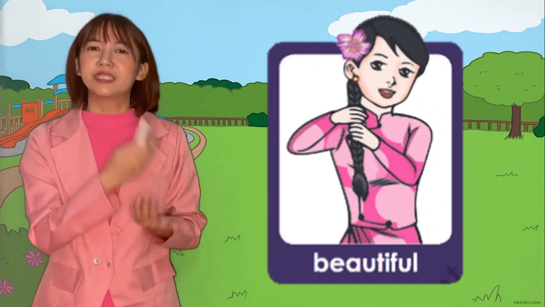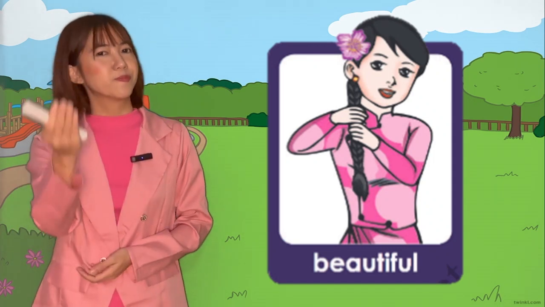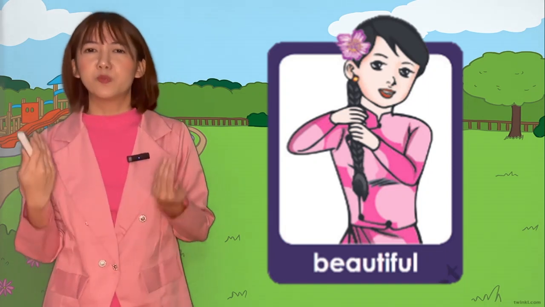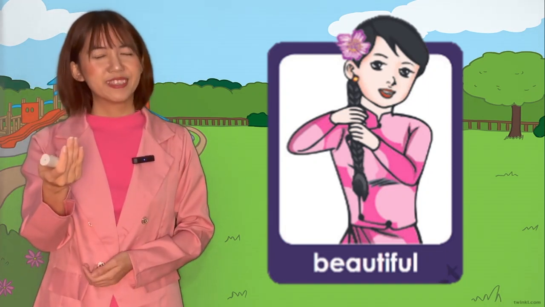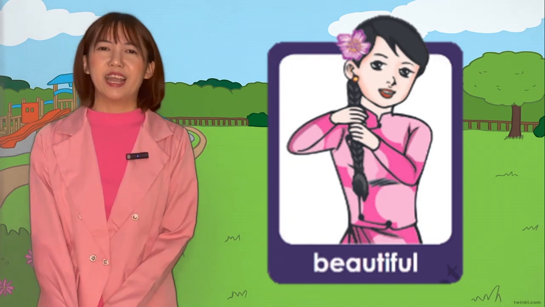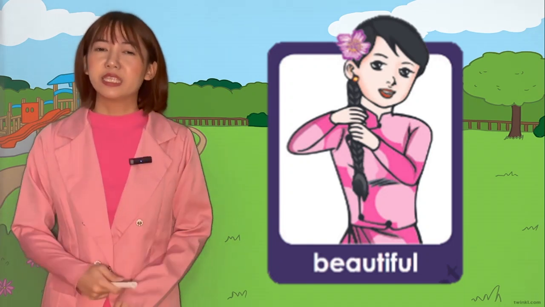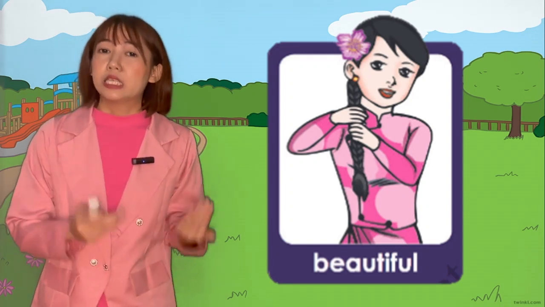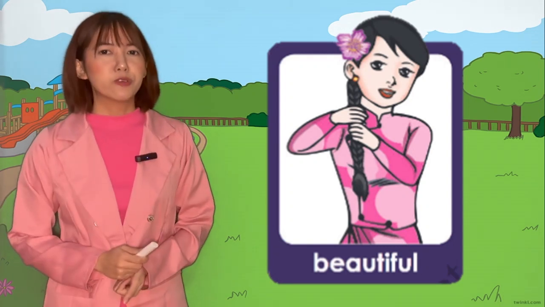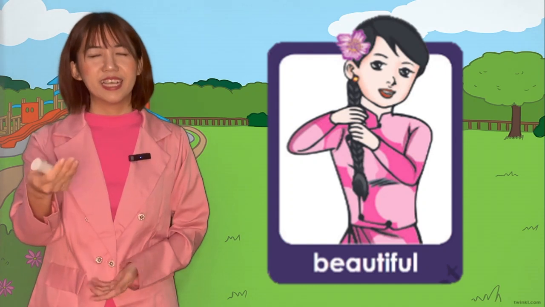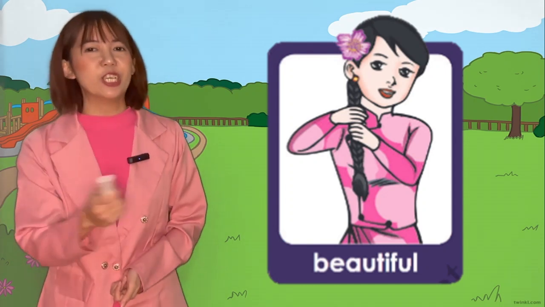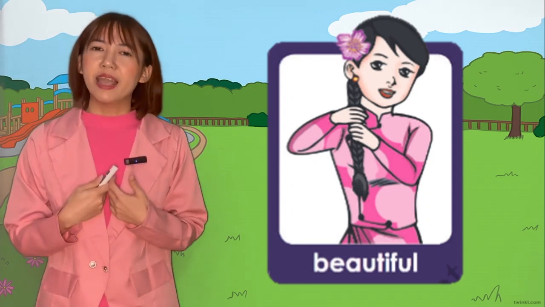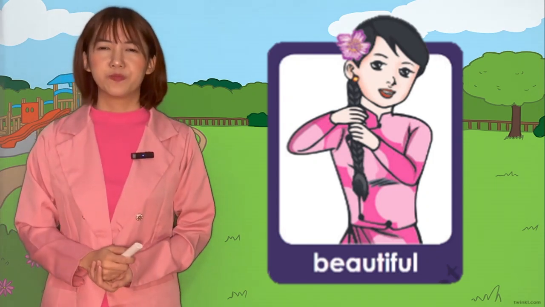Very good. This is my sister. She is beautiful. This is my sister. She is beautiful. Be careful with this one. This is my sister. She is beautiful. Okay, so this is my aunt. She is beautiful. This is my aunt. She is beautiful. Remember? This is my aunt. She is beautiful.